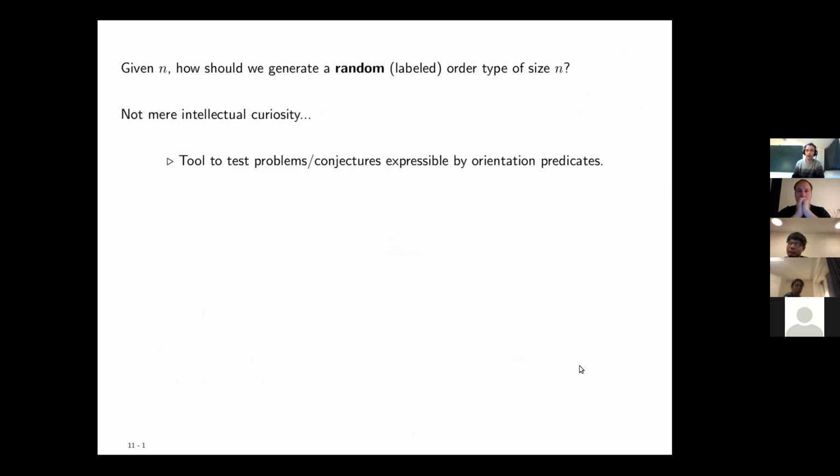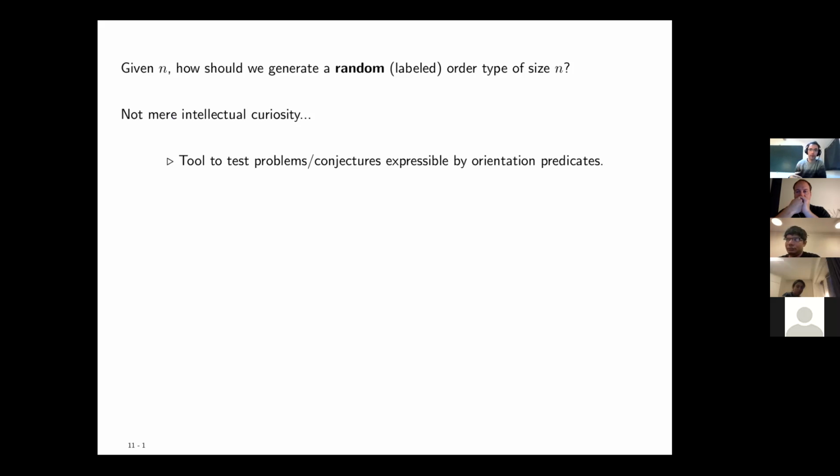So the question is, given n, how could we possibly generate a random labeled, or unlabeled, order type of size n? There are three different reasons. First, we might just be curious how to do that. It turns out that the standard methods in analytic combinatorics for random generation don't apply to order types. So from a purely academic point of view, it's a really reasonable question. It's something that requires new ideas.